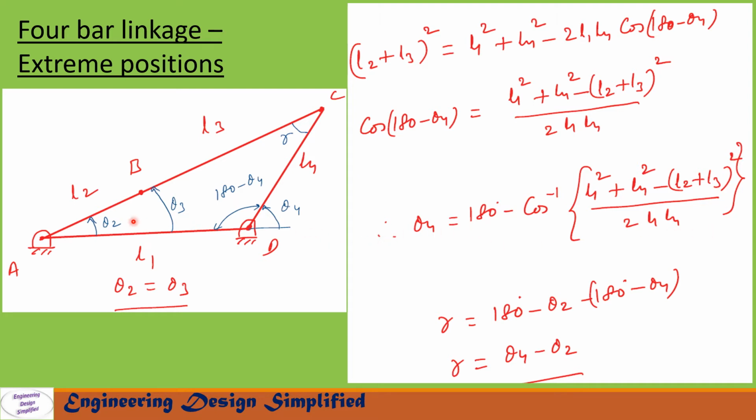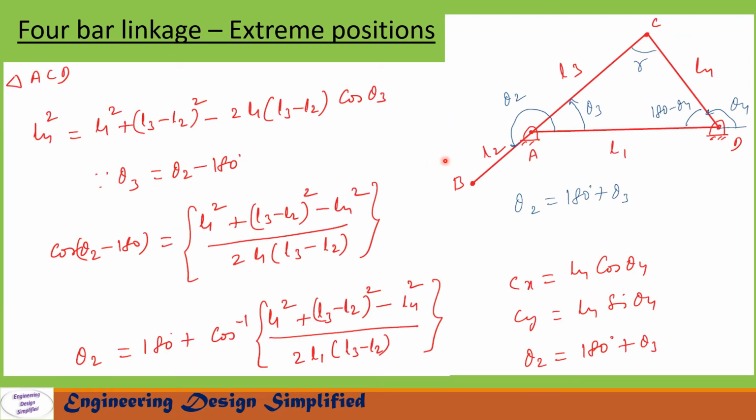So now we found in the previous slide theta 2, and in this slide we found theta 4. Since theta 2 equal to theta 3, the other angle, this gamma, that is transmission angle in this position, can be found using this triangle again. The sum of the angles in this triangle is 180 degrees. So gamma can be written as gamma equal to 180 minus theta 2 minus (180 minus theta 4).